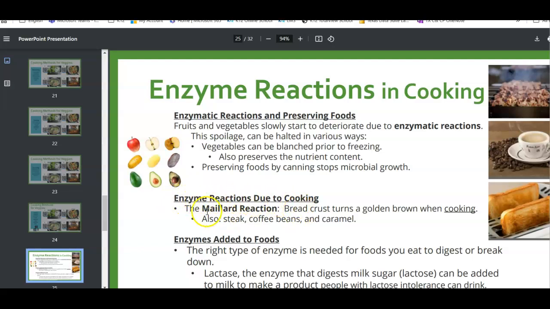Enzyme reactions due to cooking. So we have the Maillard reaction. Bread crust turns golden brown when cooking. Also steak, coffee beans, and caramel.